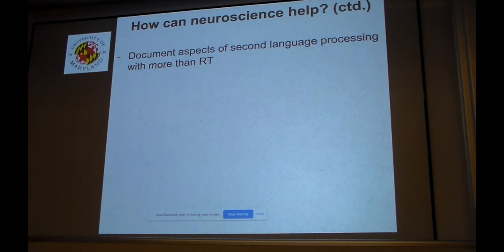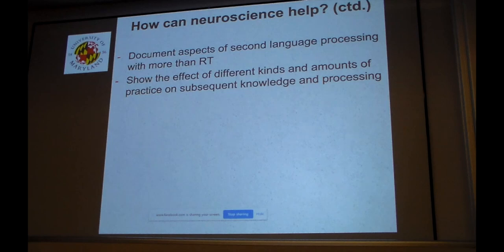Of course, neuroscience can help document aspects of second language processing with more than RT, because so far, when you look at the behavioral research, very often when we talk about language processing, it's all about reaction times. Some of my colleagues refer to that whole branch of research as button-pushing people, because it's all about fast button pressing.